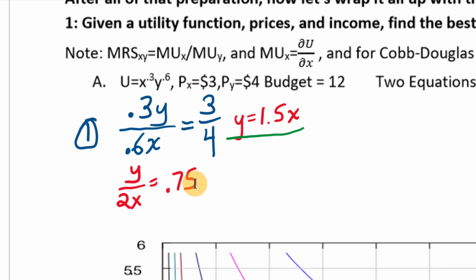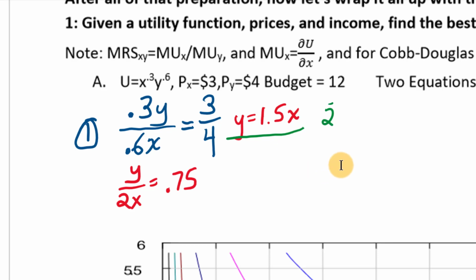And it tells us that we're going to want to buy more y's than x's. If we were buying 1x, we'd want 1.5 times that, 1.5 y's. If we were buying 2x's, we'd want 1.5 times that, or 3 y's.